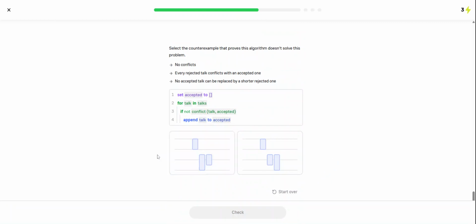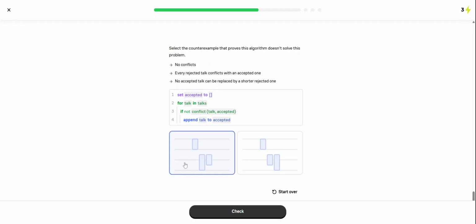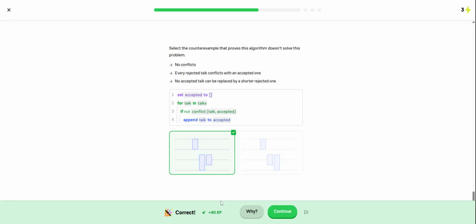Alright, select the counterexample that proves this algorithm doesn't solve this problem. So which one is correct? So first two, this one is longer than this one, so this one on the left must prove the counterexample. Slightly different, but I assume this must be correct. Let's check. Yes, that's right. Let's see why once again.